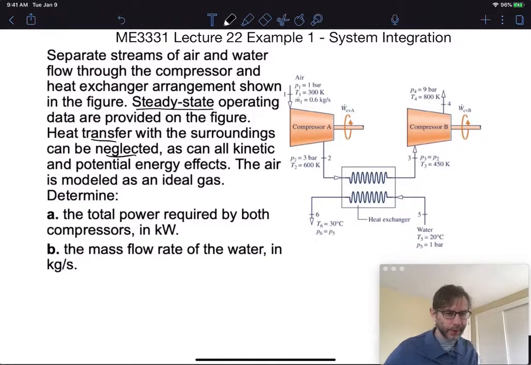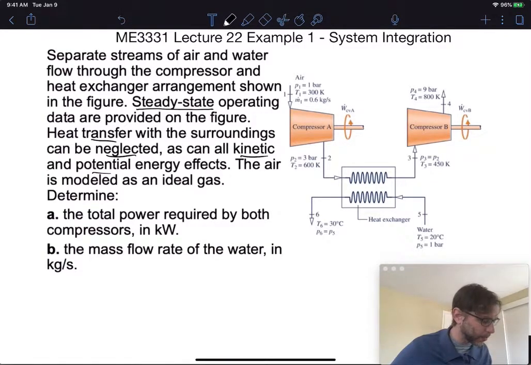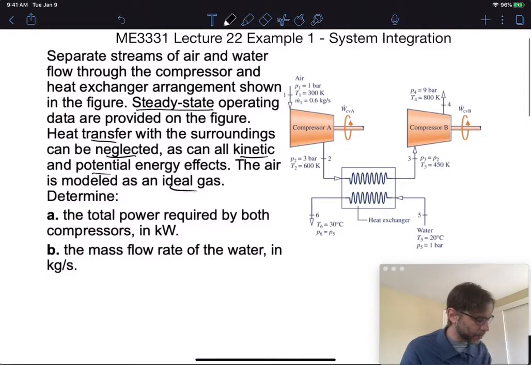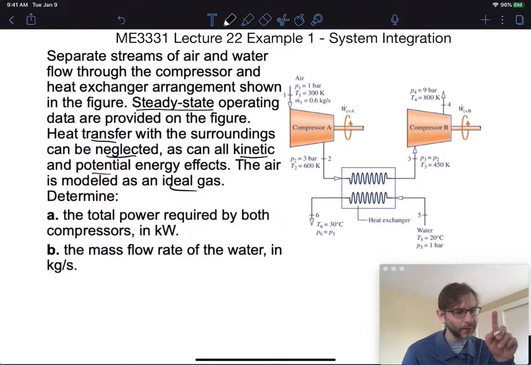So we always pick that out. It means adiabatic, right? As can all kinetic and potential energy effects. So that means we can neglect potential and kinetic energy effects, which is also cool. And the air is modeled as an ideal gas. So these are all key assumptions that we can make in this problem. Notice that it doesn't say use constant specific heats, okay? If it said use constant specific heats, then you can. But otherwise, no, don't do it, okay?